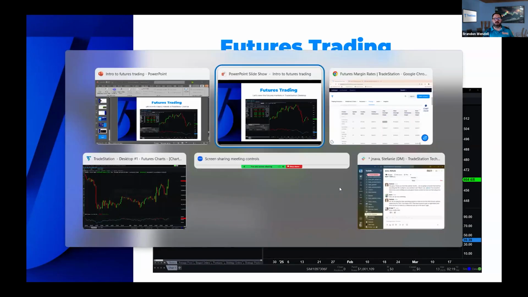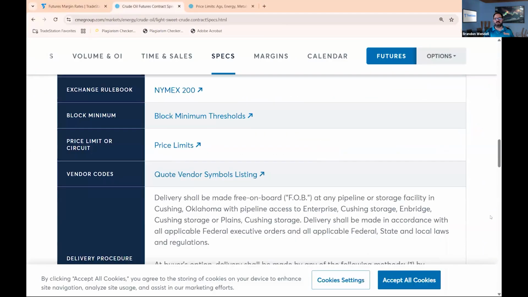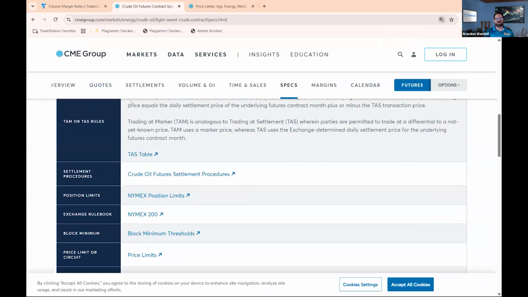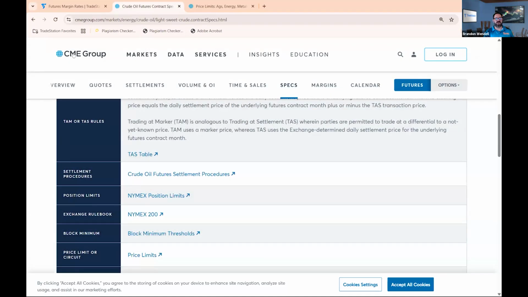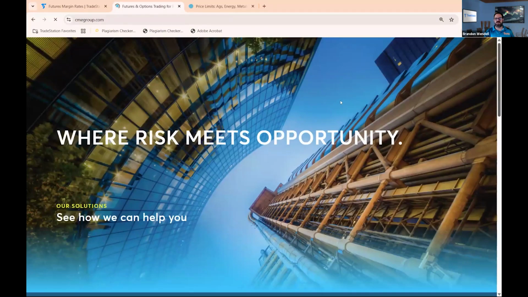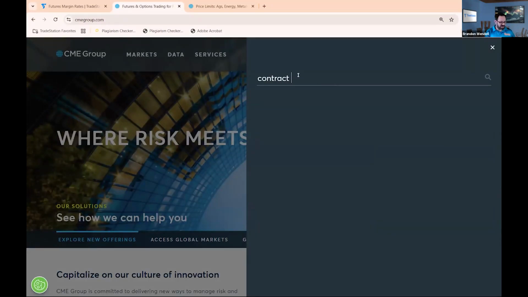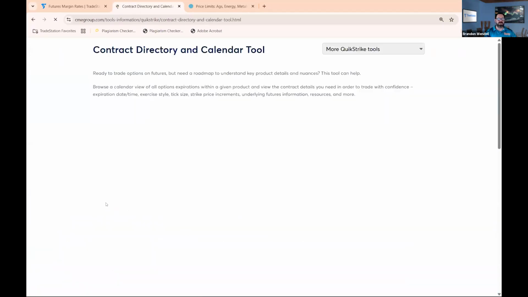One more thing though, before we go out to the platform, if I go back into the CME website, to help you out again with contract specifications, what I've been doing initially was simply going to an individual security, and that's one way of doing it. Another thing you could do is a search on the CME website, and you could do that right from the homepage too. So if I go back to CME, anytime you're on the homepage, you'll see a little magnifying glass. Type in contract directory. It's the contract directory and calendar tool that you're going to come up with. It's the first one that shows up right there. And you can bookmark that in your browser.